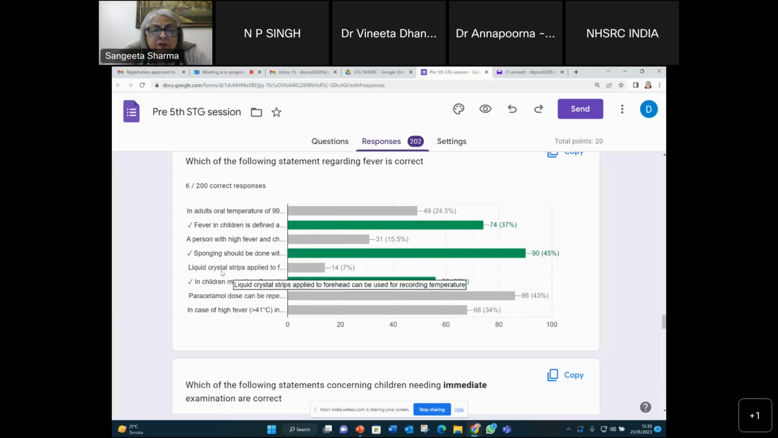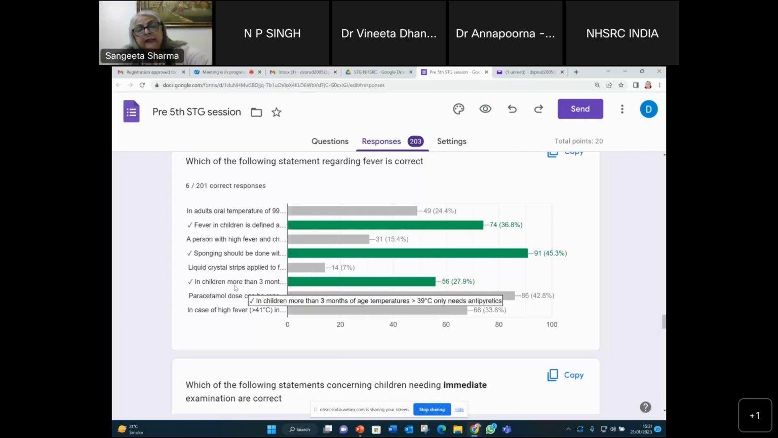Then, which device do you use for measuring the fever? Nowadays, a lot of digital thermometers are available. They can be used accurately. They give you the temperature accurately. But these forehead strips, liquid crystal strips applied to the forehead, are not accurate, so they should not be used for measuring temperature in children.